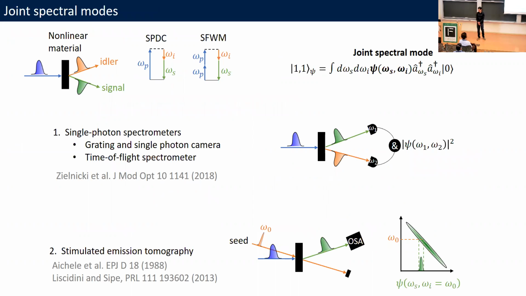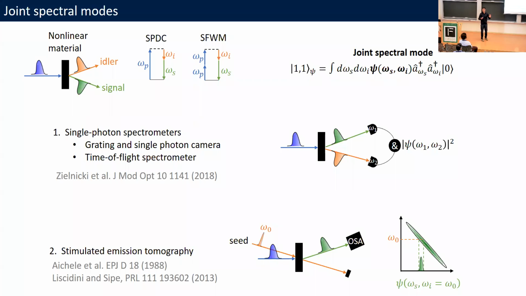We want to extend it to pairs of particles. The sorts of things I'm thinking about are nonlinear processes like four-wave mixing and parametric downconversion, which produce signal and idler photons. These live in a joint spectral mode, which, as I said earlier, generally can't be written as a product of a function of omega s and omega i. This is the workhorse in a lot of quantum optics. Many techniques have been used to try to characterize this object, at least partially.